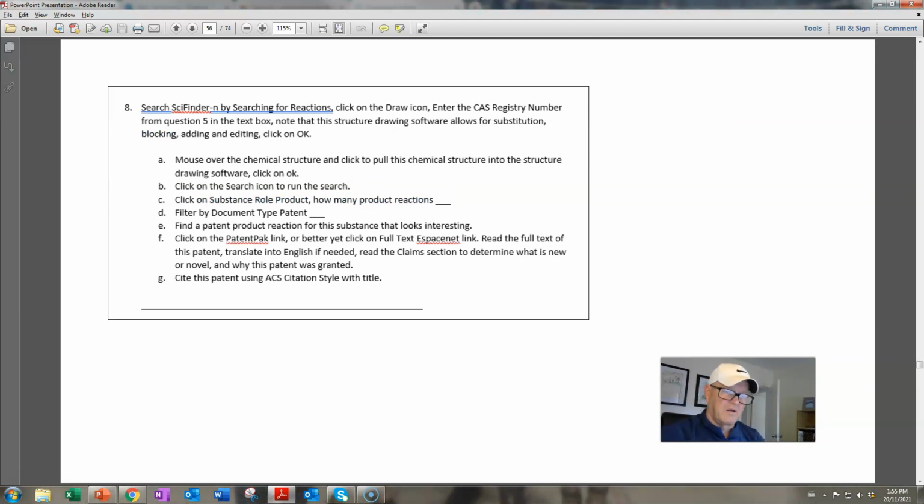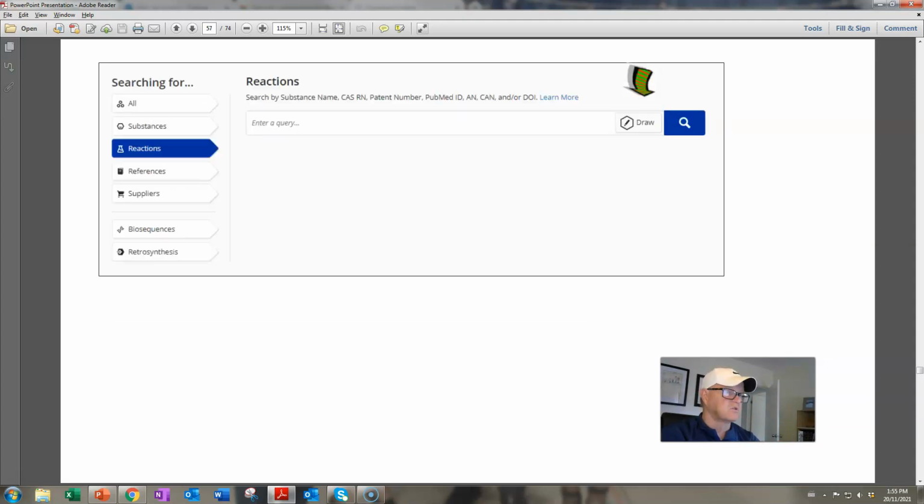So we looked at references, substances. We want to look at reactions, which is unique to this particular database. We want to put the structure in, search for it, find a patent, and then cite that patent in a particular database. So let's show you how we do this. We're going back in our search. We put in reactions, and you can draw the reaction as a chemical structure and search for it. And we'll do that maybe some other time.